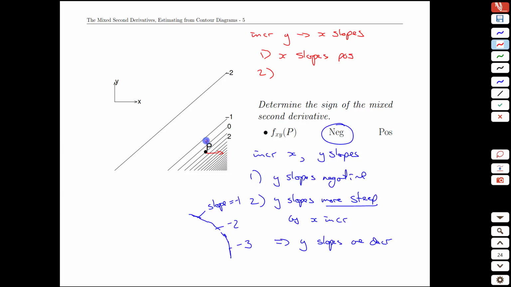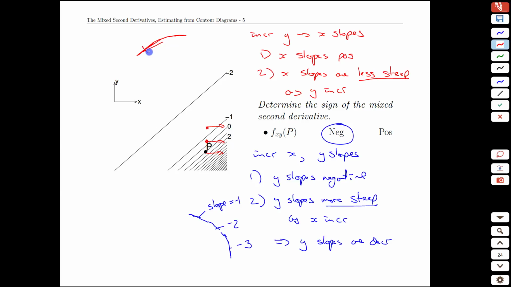If we then take a step in y and ask the same question, we can see that as we do that, the contour lines are getting further apart. So the x slopes are less steep as y increases. And if that's the case, we can draw that scenario. So we would have slopes that are doing their thing, and then they're getting less steep.